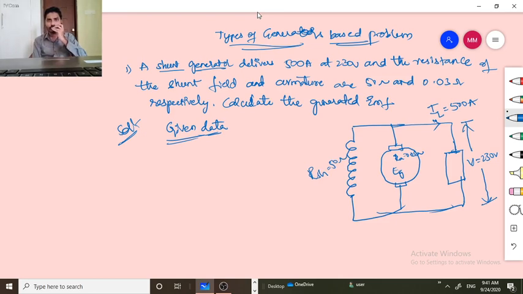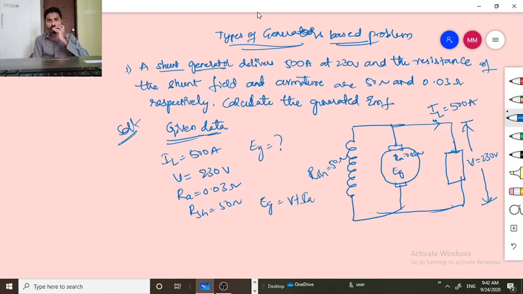So we want to calculate EG, the generated EMF. Now note down the given data. IL is equal to 500 amperes, voltage V is equal to 230 volts, RA is 0.03 ohms, and RSH is equal to 50 ohms. You need to calculate EG. What is the EG equation for a shunt generator? EG is equal to V plus IA RA. What is unknown here? IA. So you need to calculate IA.